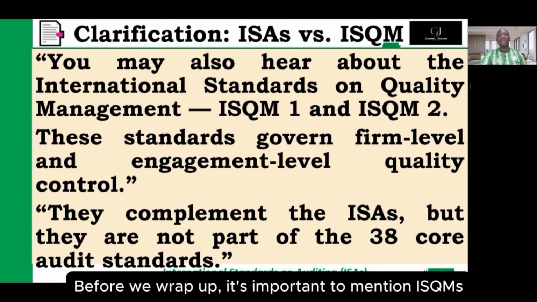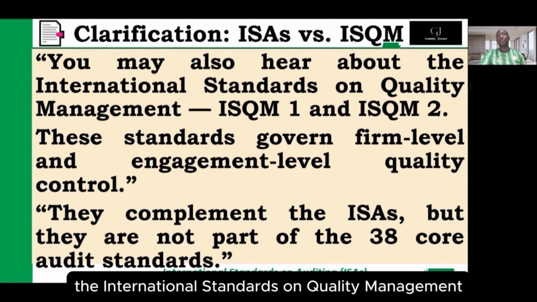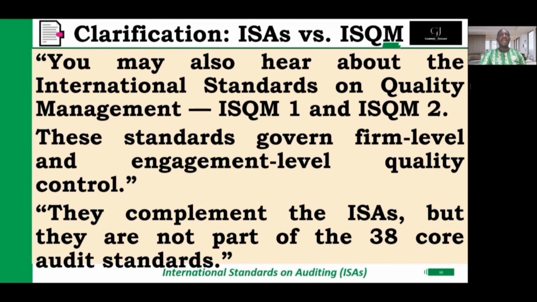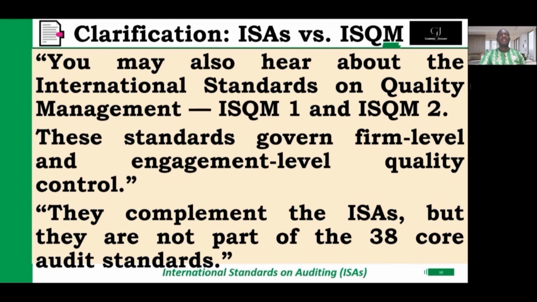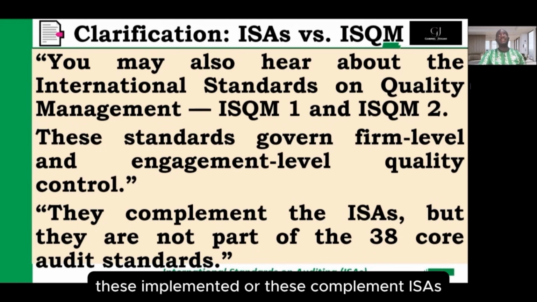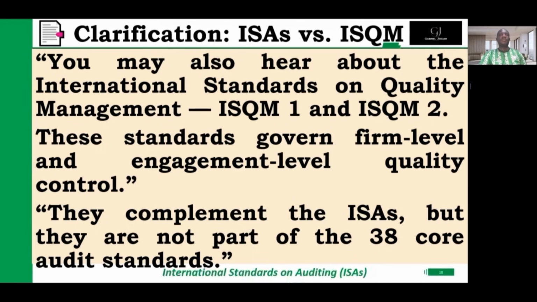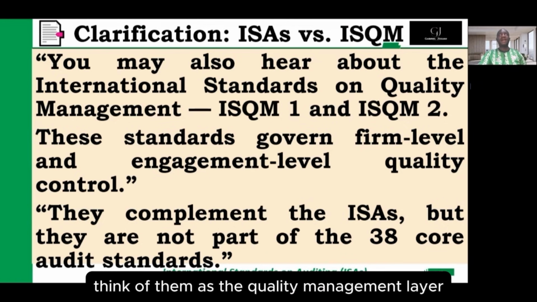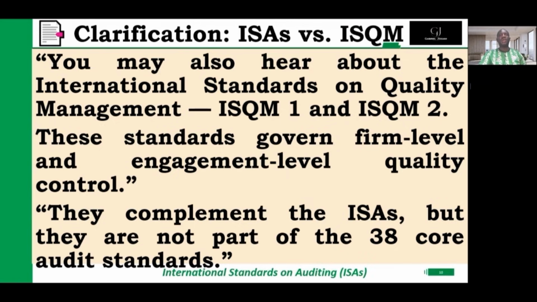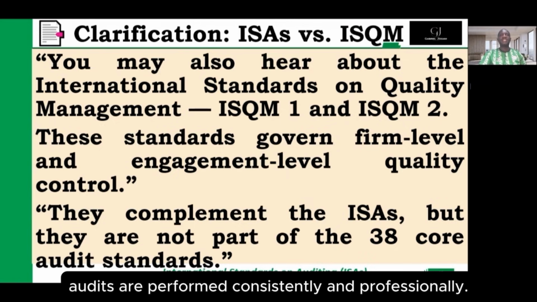Before we wrap up, it's important to mention ISQMs, the International Standards on Quality Management. ISQM 1 and 2 govern firm level and engagement level quality control. These complement ISAs but are separate from the 38 core standards. Think of them as the quality management layer that ensures audits are performed consistently and professionally.